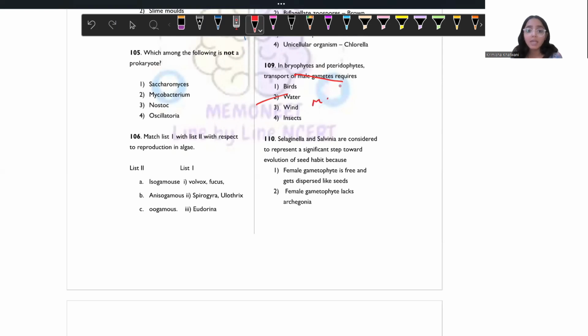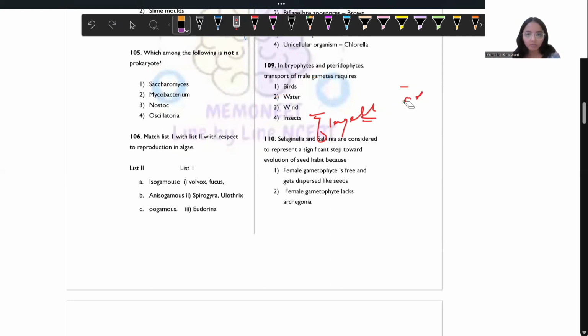The male gametes in bryophytes and pteridophytes are flagellated. They swim across the water to their dear female gametophyte or female gamete and allow the process of fertilization to occur. Understood? So this is about question number 109. The answer to this is option 2.